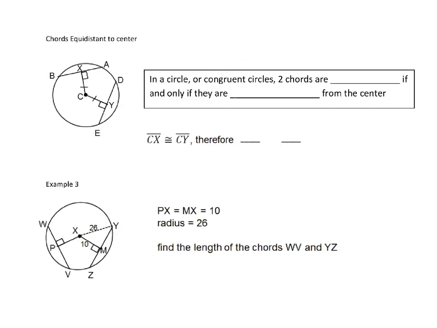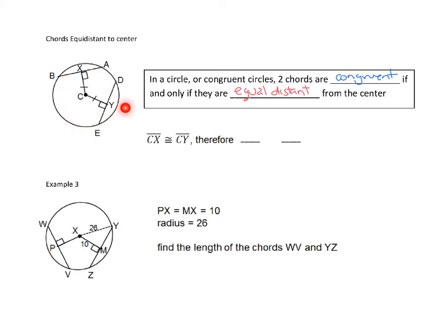And moving to the last concept about chords, chords being equidistant to the center. In a circle, or congruent circles, two chords are congruent if and only if they are equidistant from the center.